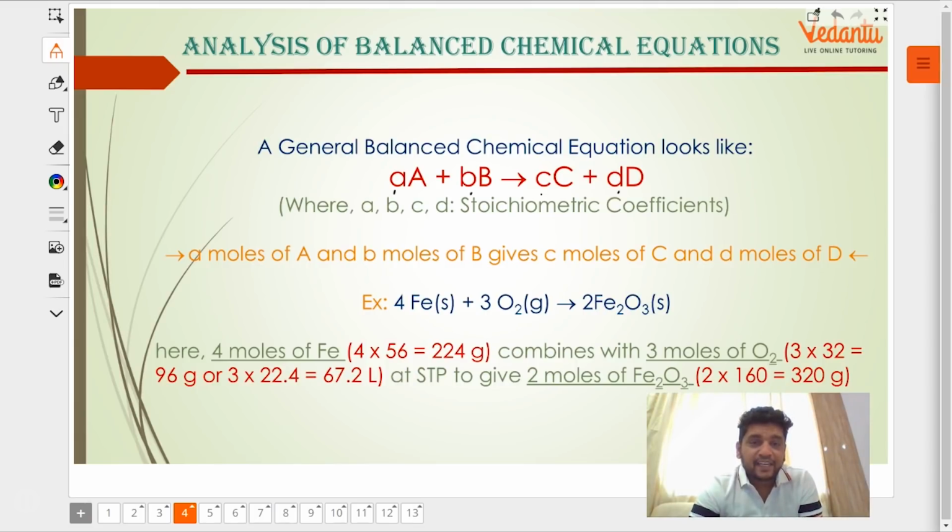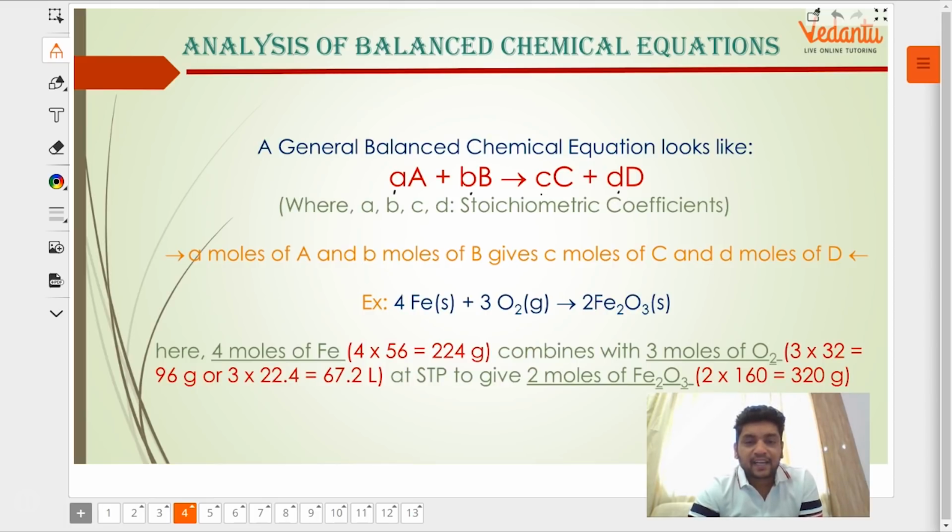What you should read in your head when you see a balanced chemical equation like this is: a moles of substance A reacts with b moles of B to give you c moles of C and d moles of D. We are going to look at an example to drive the point home, and we will look at this one example in different ways, in terms of mass analysis, volume analysis or mole analysis, so that based on the question we can see which one to use. We should be able to understand that.